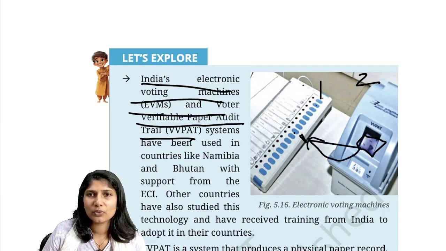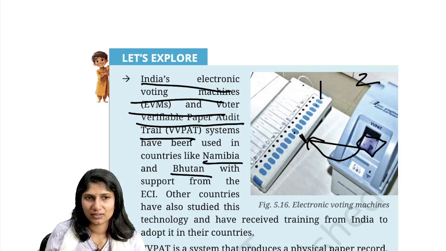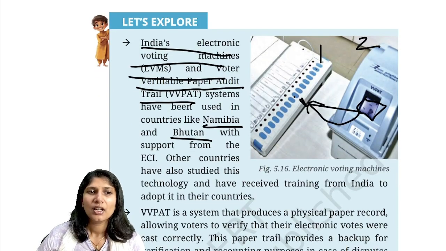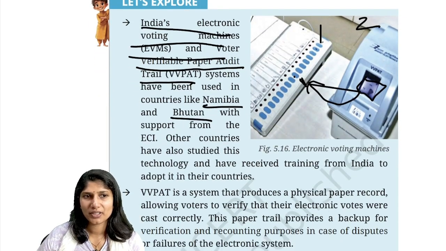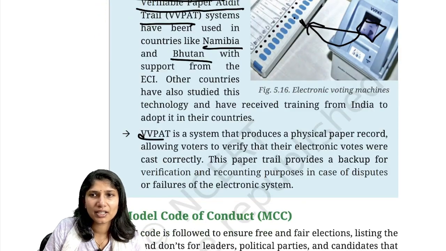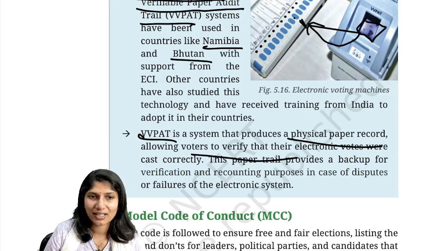Because we have been using this for more transparency and fairness in elections, we have also supported Namibia and Bhutan in using these things. Many other countries are also receiving training in this technology to adopt it in their respective countries. So what exactly does VVPAT mean? It produces a physical paper record which allows voters to verify whether the electronic vote that they pressed actually matches what they had picked.